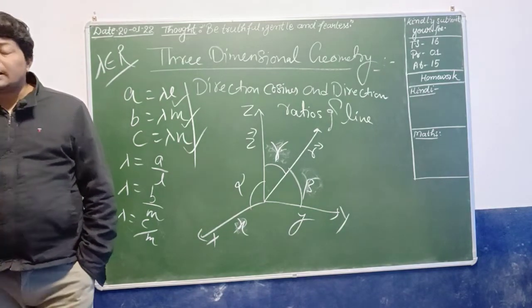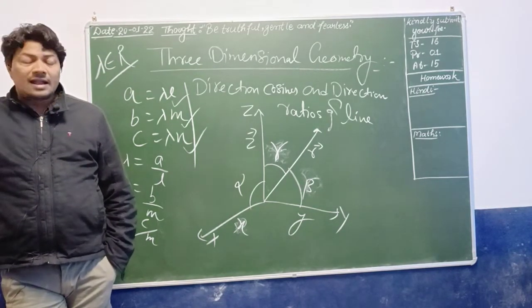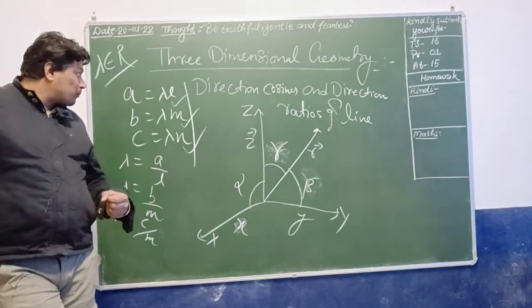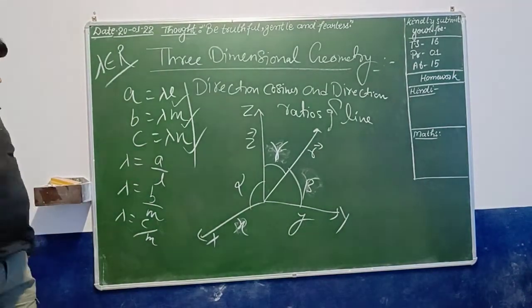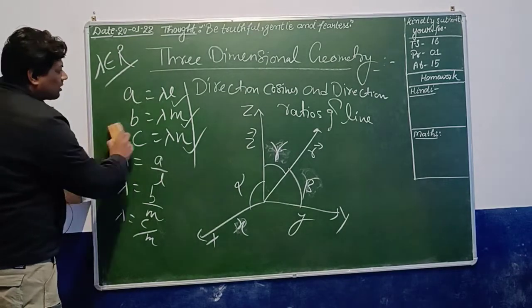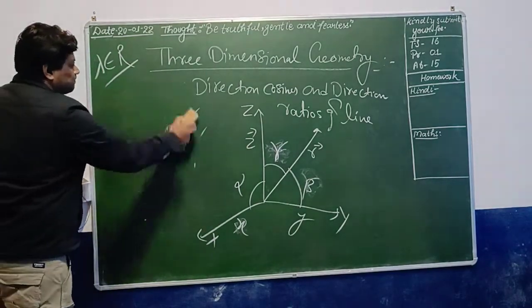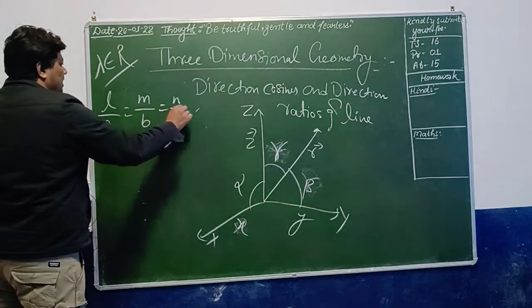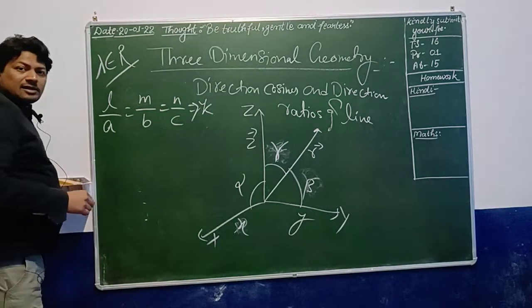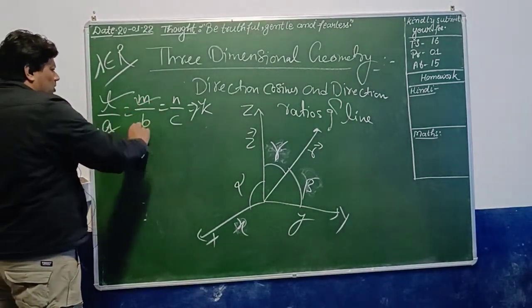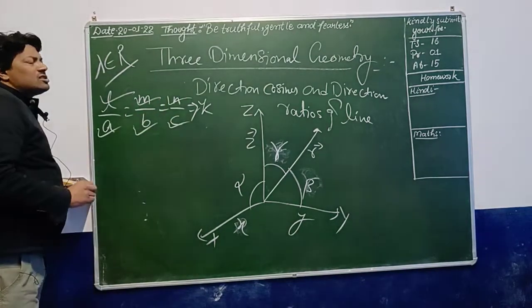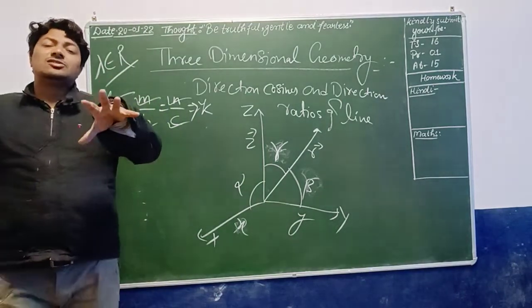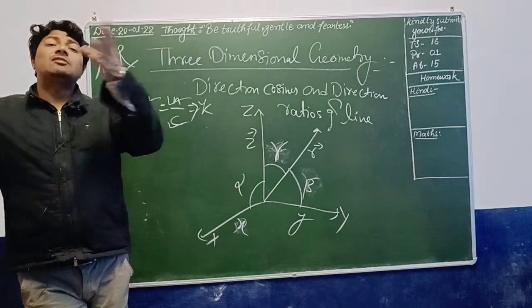Clear? Let A, B, C be the direction ratios of a line, and L, M and N be the direction cosines of the line. Then if you take L upon A, what is the meaning of L upon A? L upon A equal to M upon B equal to N upon C, you can take it equal to K. Is it clear? Simply equal to K, where K is a constant. Everybody knows, it is your assumption that it will be equal to K.